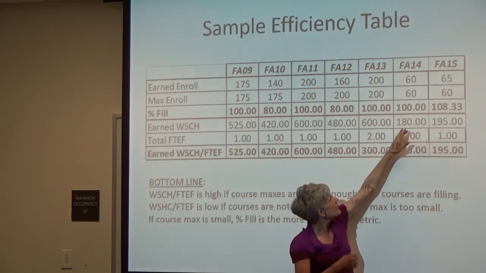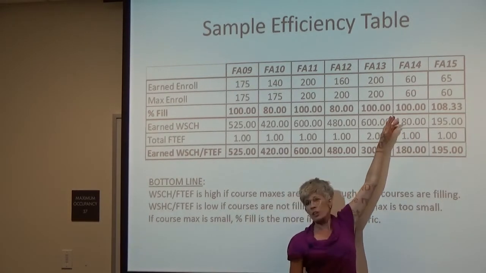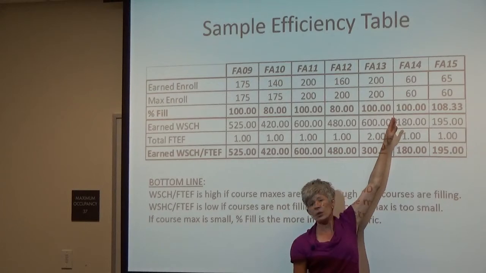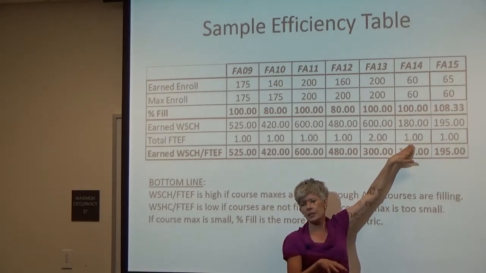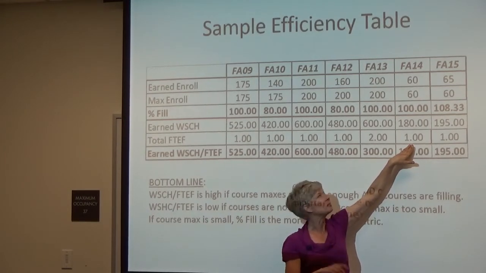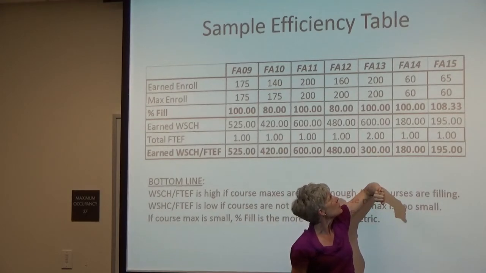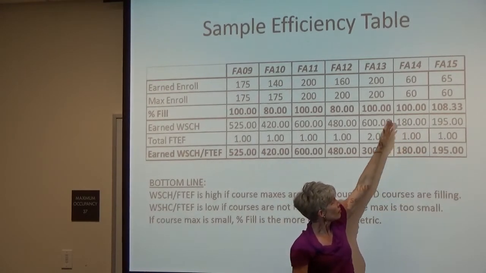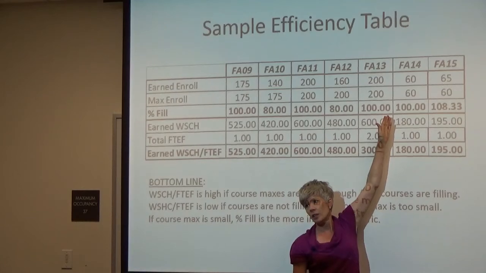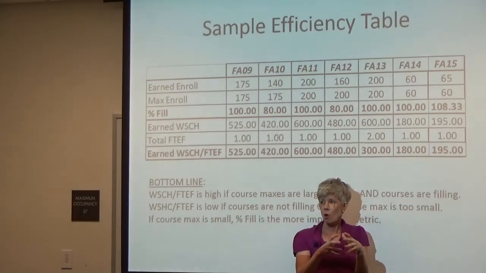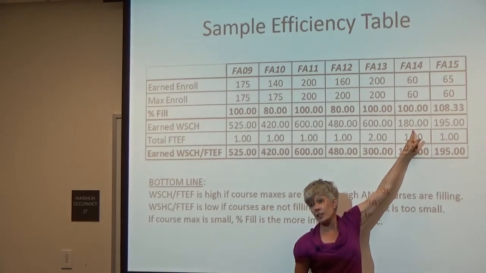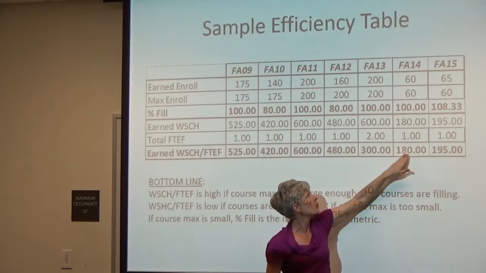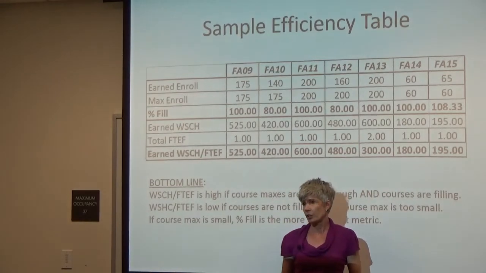scenario in the last setting here where we have much smaller class sizes. All right, so we have the same 1.0 FTEF, but our classes are capped, say, at only 20 students. So we've got this, and they're 0.33 each. So we've only got 20 students in each section. It's completely full, but because each course section is small, we have a low amount of earned wish. Right? We take that small amount of earned wish, we divide it by our 1.0. We have 180 for our wish per FTEF.